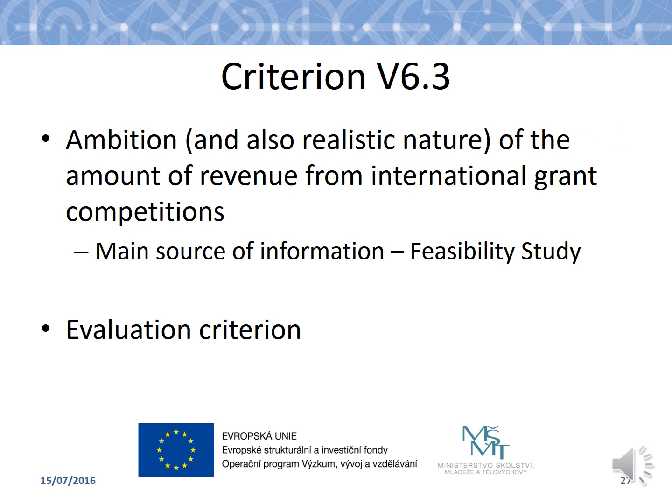Criterion V 6.3. Ambition and also realistic nature of the amount of revenue from international grant competitions. Main source of information is feasibility study. Projects at the time of implementation must not generate revenue. The budget of the project will, therefore, not contain such information. In terms of evaluating this criterion, essential information will include that contained in the feasibility study, possibly also within the cost-benefit analysis. Criterion V 6.3 is evaluation criterion.